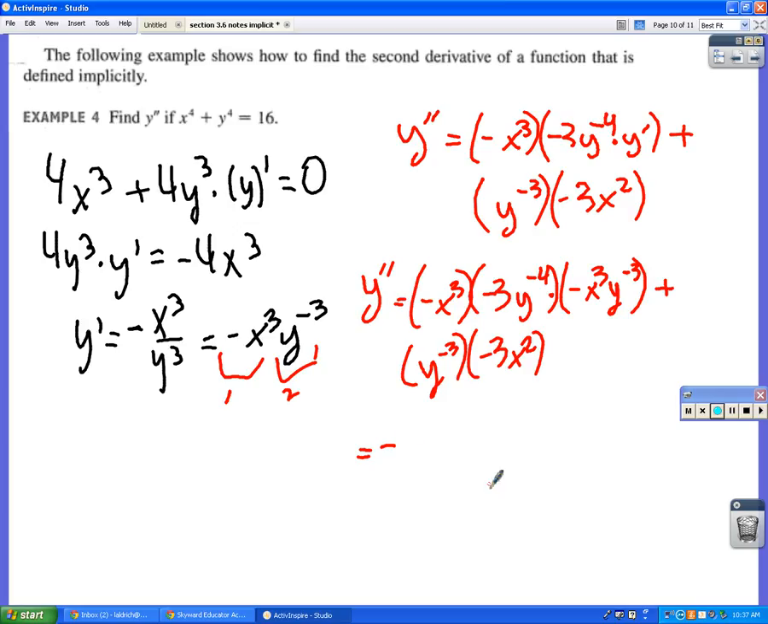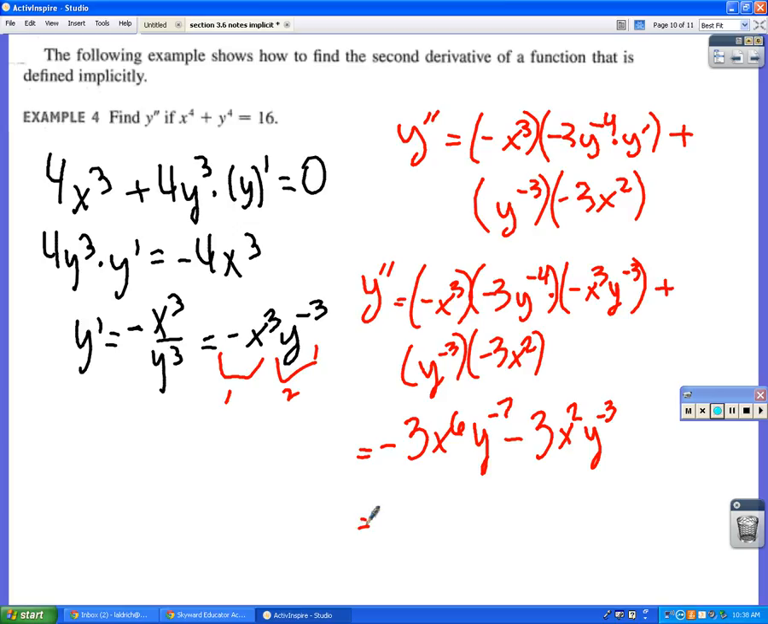Then I want my numbers in front, so that's going to be 3. x to the third times x to the third is x to the 6th. And then y to the negative fourth times y to the negative third is y to the negative 7th. Plus, I have a positive times a negative here, which will give me a negative, and then 3x squared y to the negative third. Okay, that's so much prettier than the first one. That is our final. Oh, you want to factor out a 3x squared?